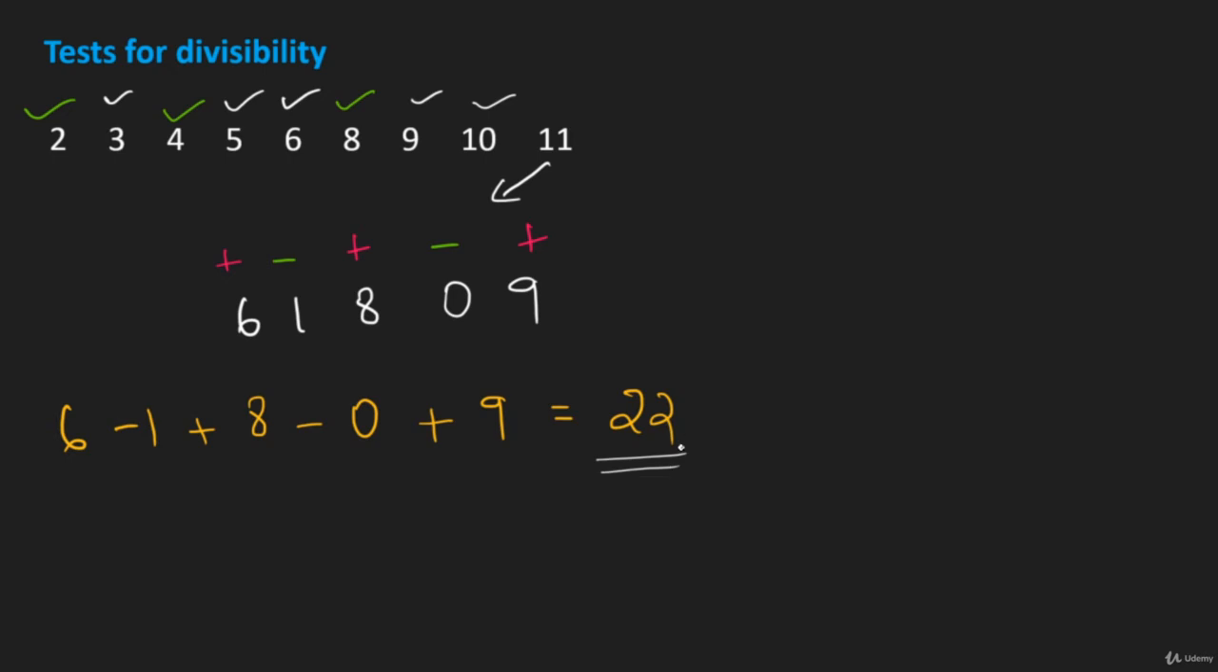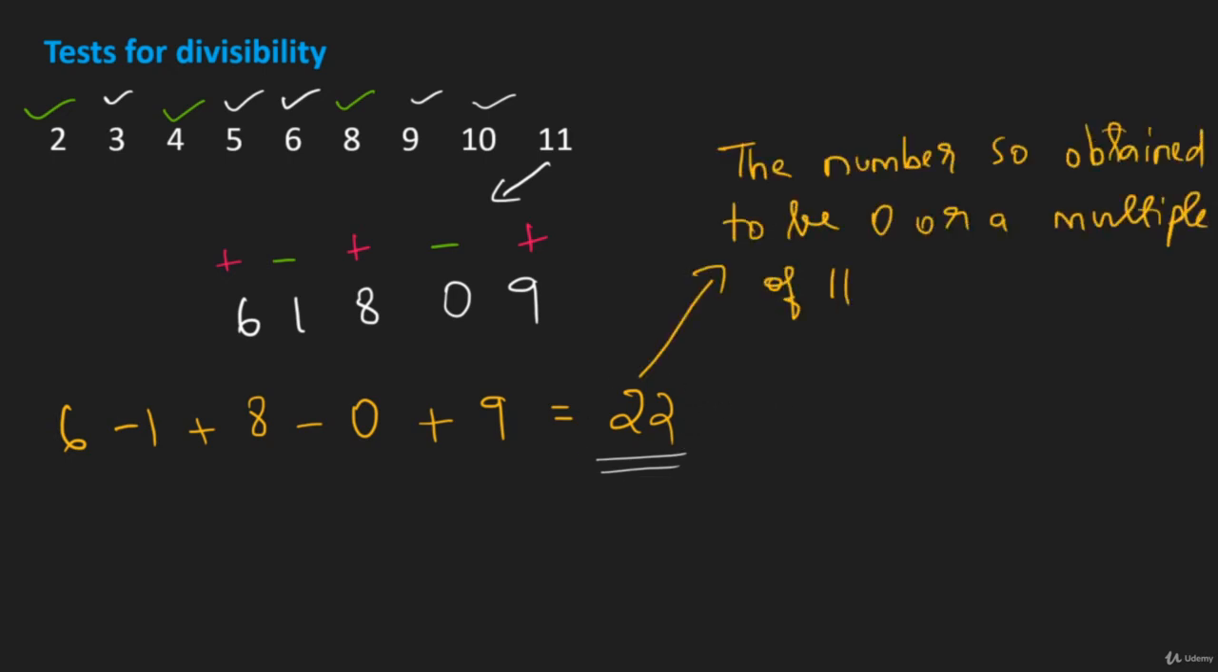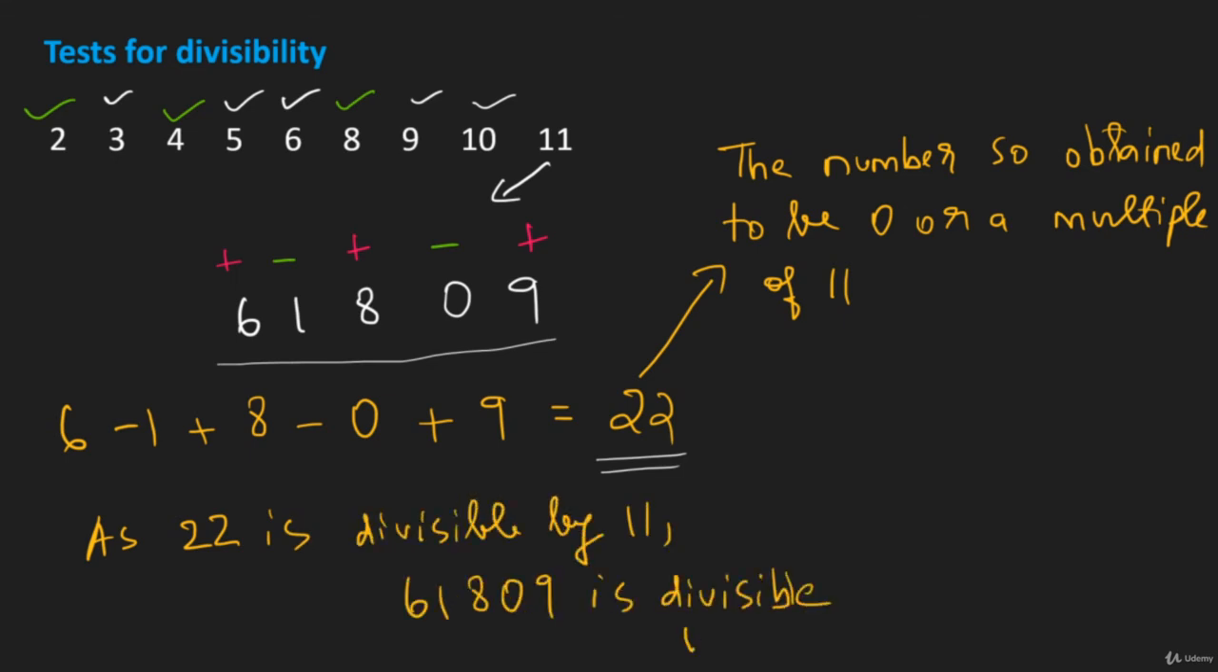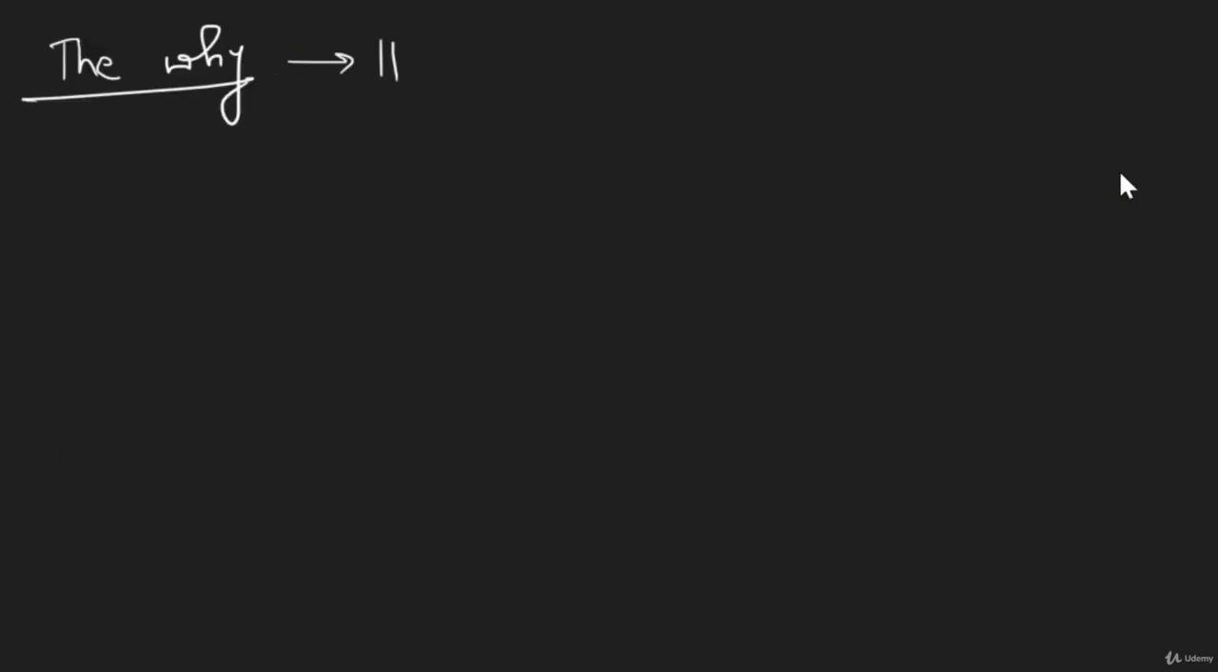Now the number you get in this manner should be either 0 or a multiple of 11 for the given number to be divisible by 11. In this case you can see that 22 is divisible by 11, therefore 61809 is divisible by 11. We'll see in the next video why this works.